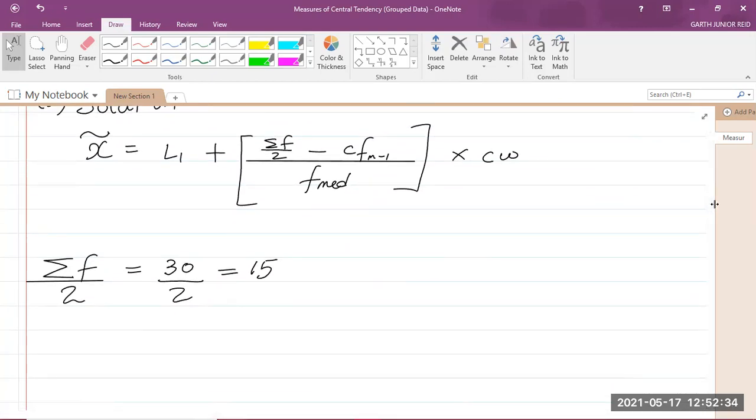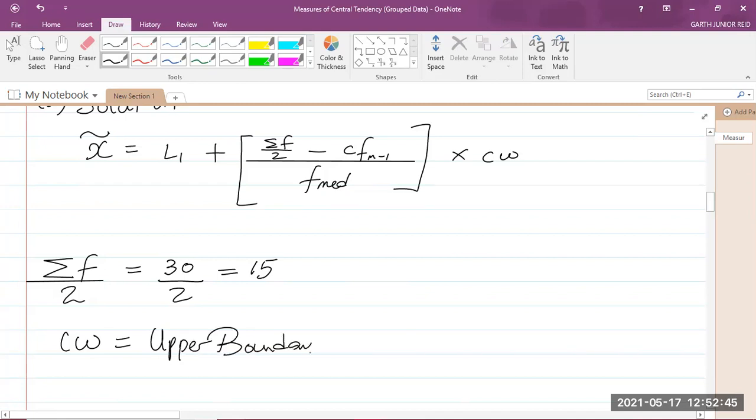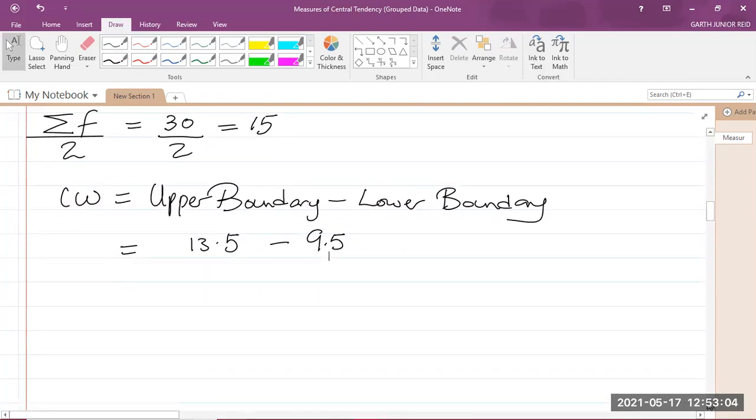So the class width is equal to the upper boundary minus the lower class boundary. So this is now equal to, the upper boundary is 13.5 minus 9.5. All right, that is the class width. So it means that the class width is equal to, when you subtract the two values, you will get 4. Okay, good.